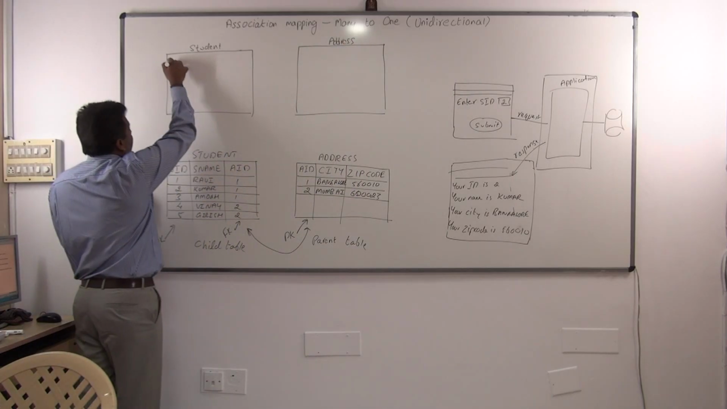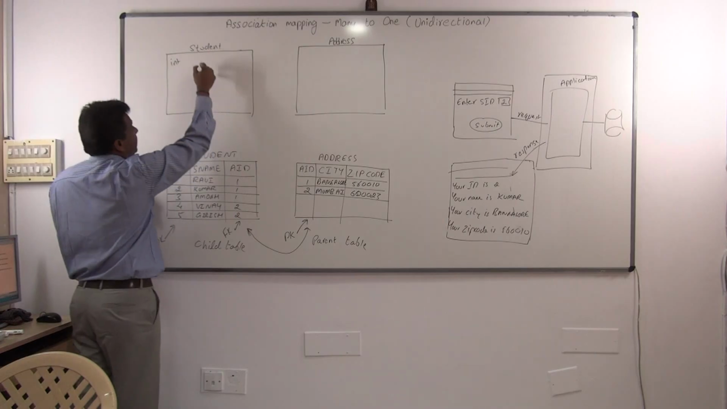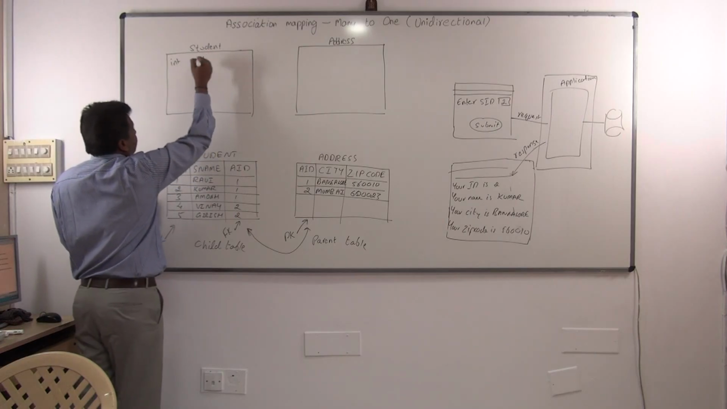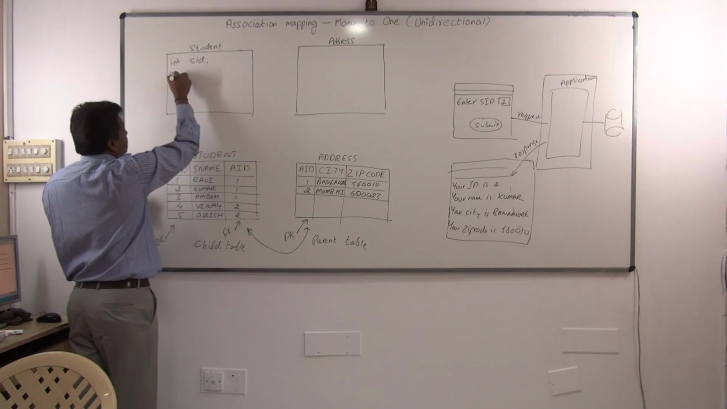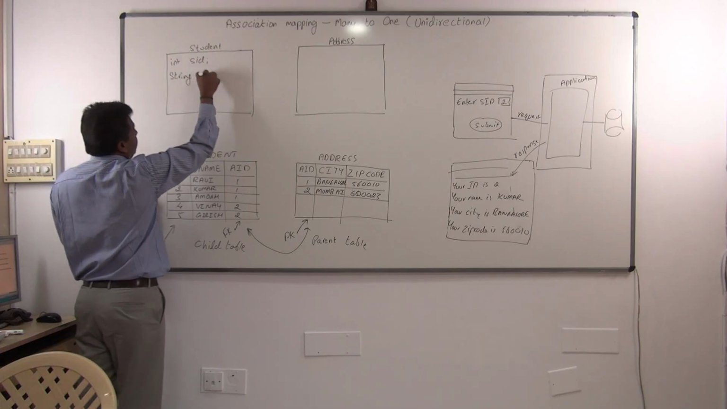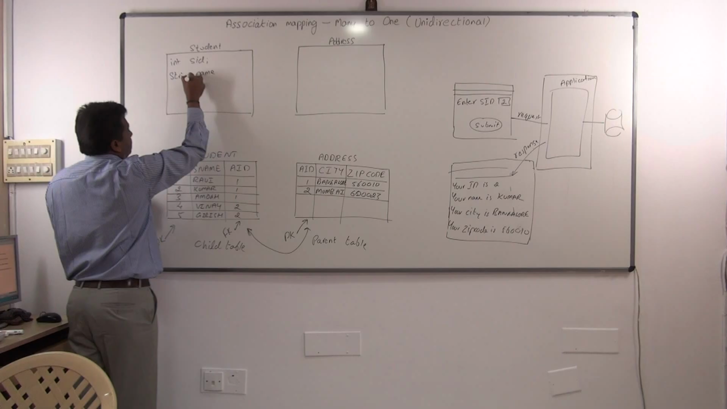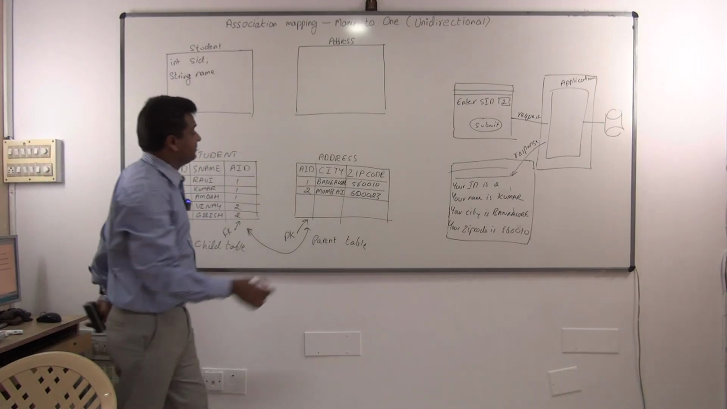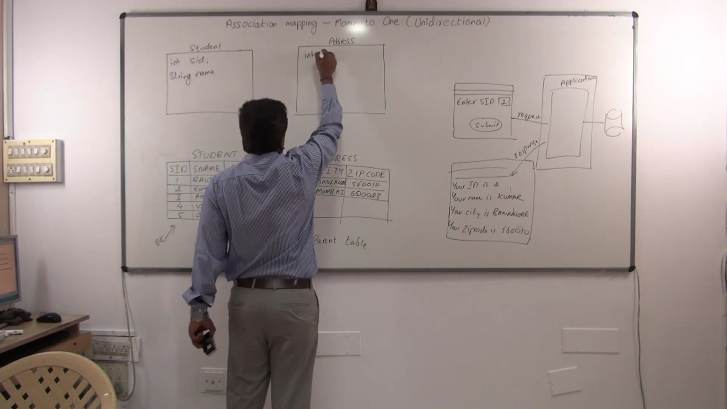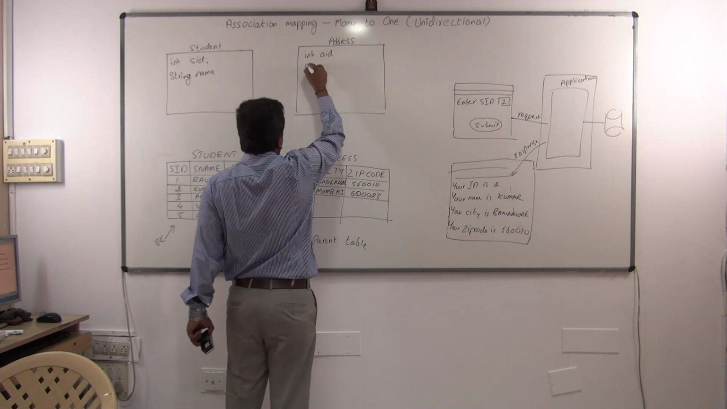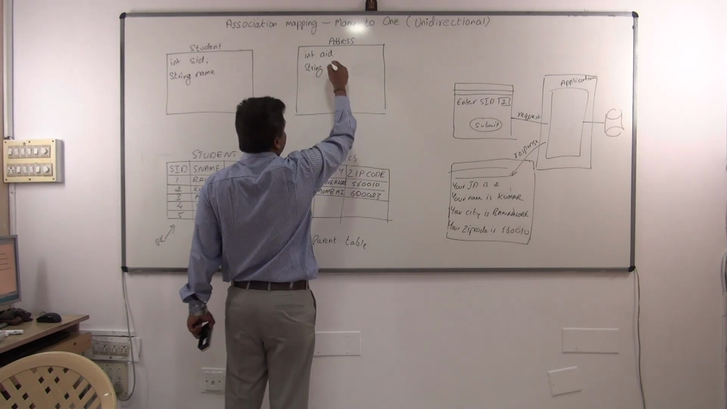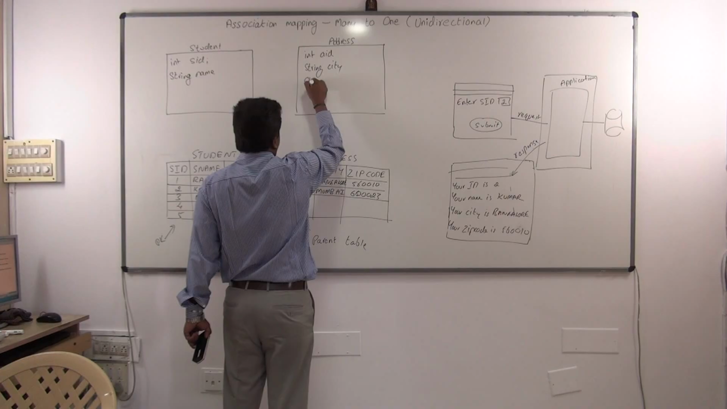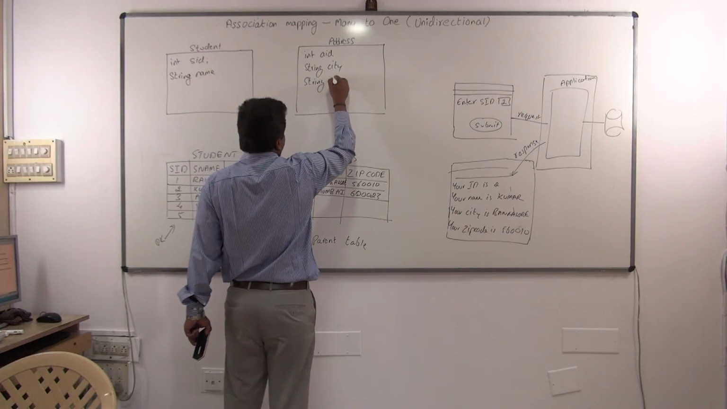So in student, what are your properties? Int, SID you will have, fine. And next you'll have what? String, name you'll have. That's also okay. Fine. Now let's come to address. Here what you'll have? Int, address ID you'll have. The next one you'll have is string, city. The last one you'll have is string, zip code.